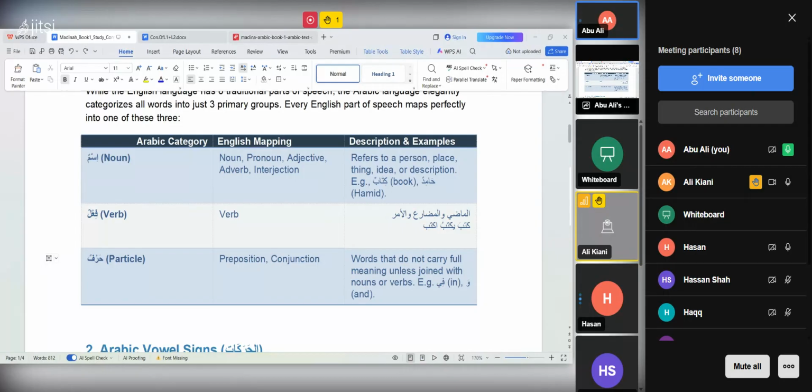Mr. Ali, do you want to say anything? Yeah, I was going to ask: ism, doesn't it mean name as well, or is it kind of a context thing? Yes, it does mean name. And the ism you're thinking of is called Asma'ul Alam. It's part of the nouns, okay? We'll expand on them later.